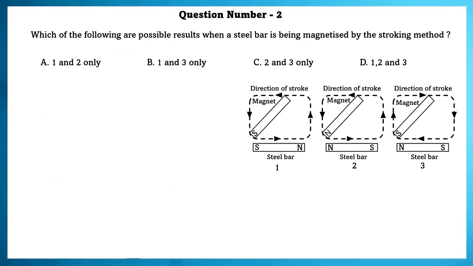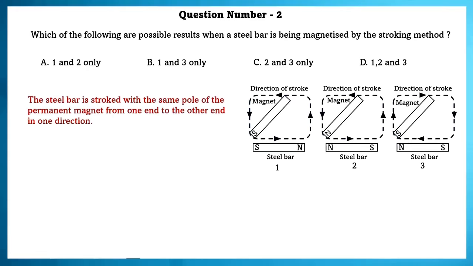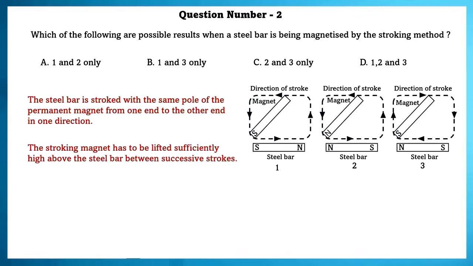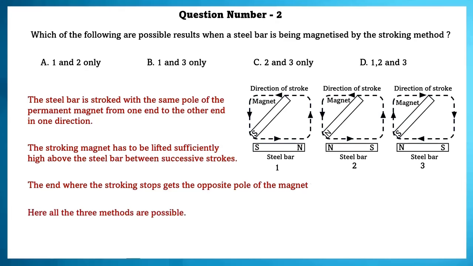Question number 2. Which of the following are possible results of a steel bar being magnetized by stroking method? The steel bar is stroked with the same pole of the permanent magnet from one end to the other end in one direction. The stroking magnet has to be lifted sufficiently high above the steel bar between successive strokes. The end where the stroking stops gets the opposite pole of the magnet. Here, all the three methods are possible.